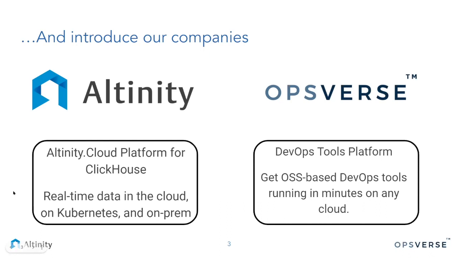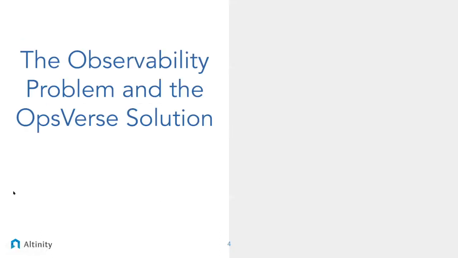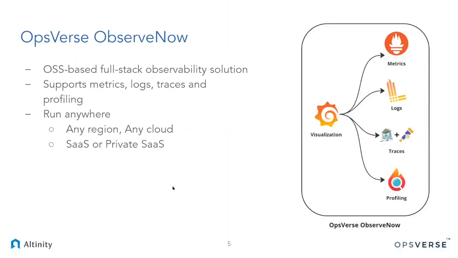So with that, I'd like to turn it over to Arul to talk a little bit about the observability problem and how OpsVerse is attacking it. Sure. Thanks, Robert. So in the first section, we'll talk about the problems that we faced and how we solved it by switching to ClickHouse. So Robert, if we can move on to the next slide.